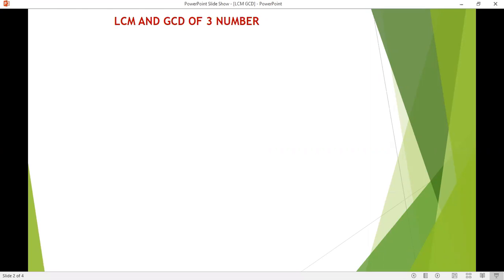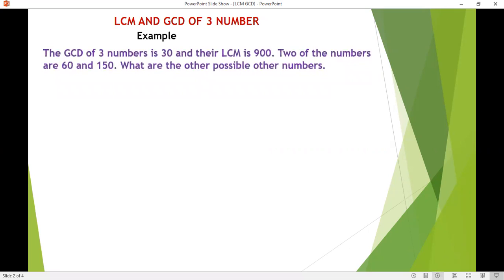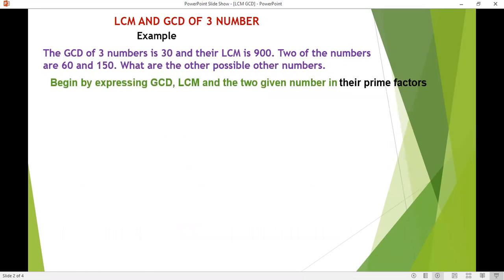So, GCD and LCM of three numbers. What I found out is that the first thing you need to do is express the LCM, the GCD, and the two given numbers in their prime factors.